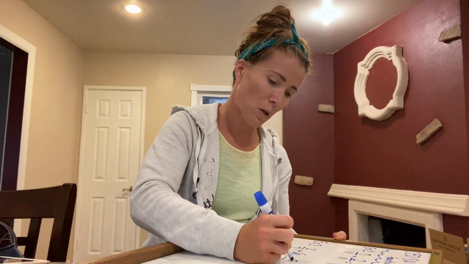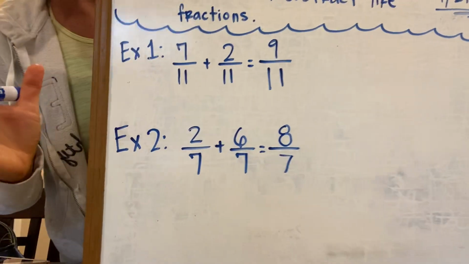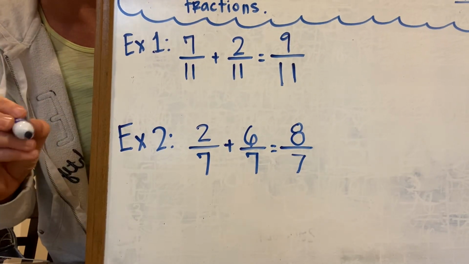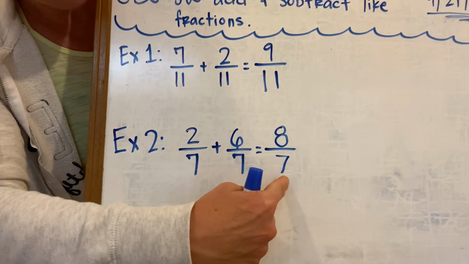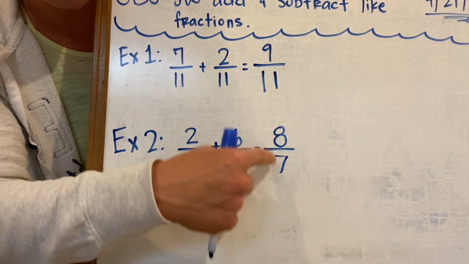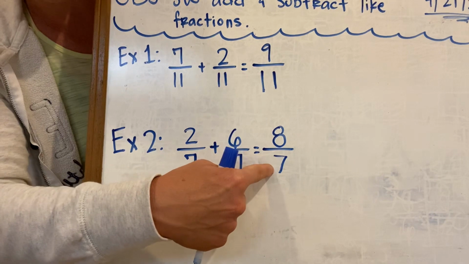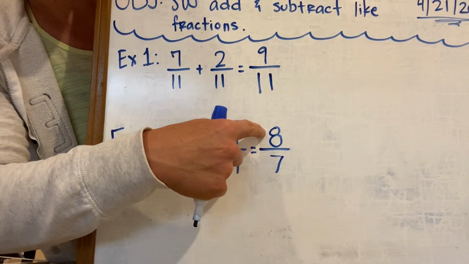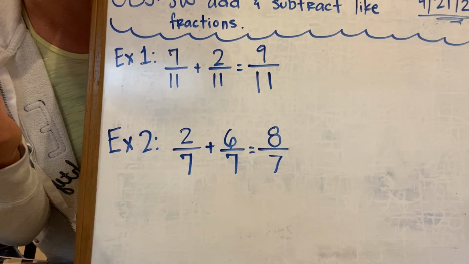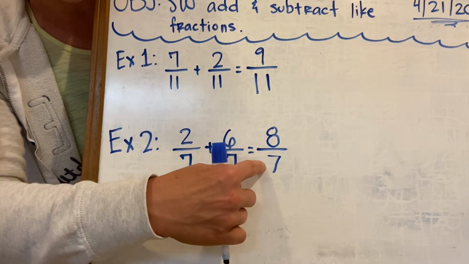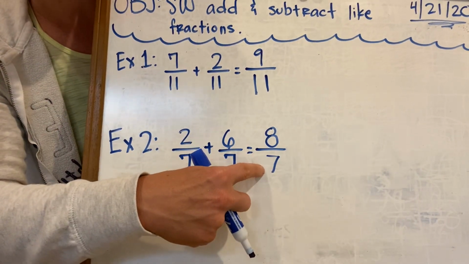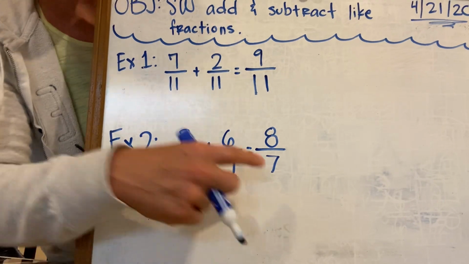Now, I'm gonna go into a little bit about this right now, but I'll go more into this later in a different lesson. Notice that the answer here, 8/7, the numerator is larger than the denominator. This is called an improper fraction, because the numerator typically is smaller than the denominator. You could leave it like that for now, but if you want to challenge yourself, you can convert this into a mixed fraction, okay?